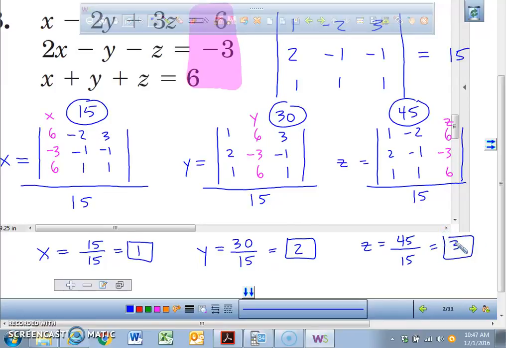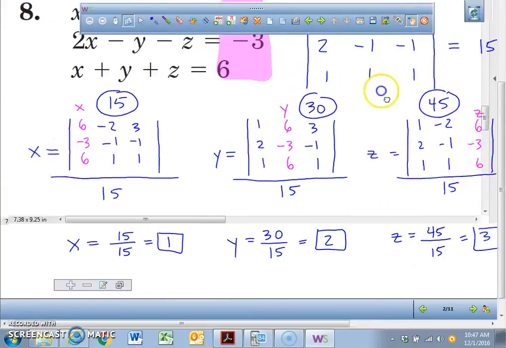So hopefully you guys can see that this is easy as A, B, C, or 1, 2, 3. By the way, that's what I want you to do on the rest of the assignment. That's it. That's the answer for number 8.